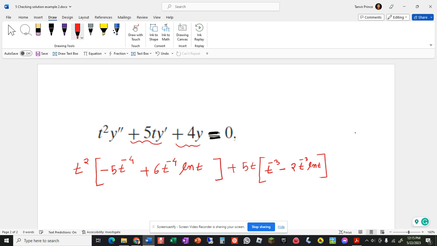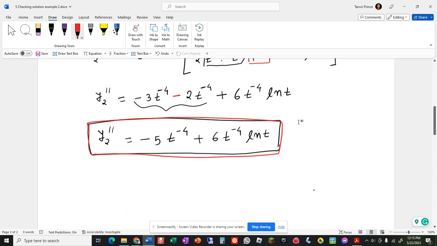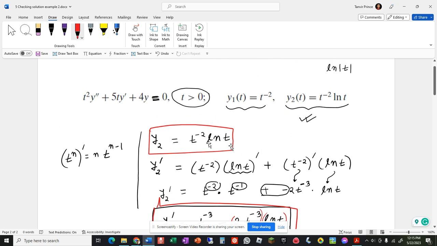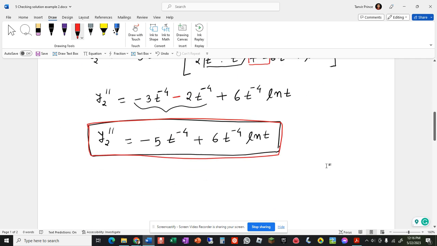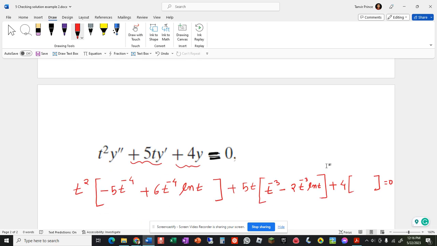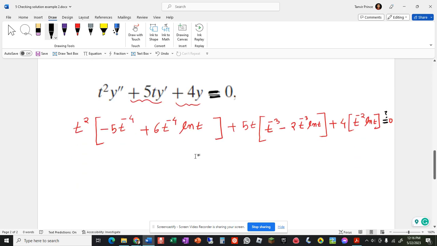Plus 4y. But what is my y that goes here? My y is y2, remember? So let's make sure what my y2 is. My y2 is t to the power negative 2 ln t. And we want to make sure this equality is true. So I need to make sure this is true. So that's a question mark, right? I have to make sure. Everything on the left hand side should give me 0. So there should be a lot of cancellation and everything will be 0.